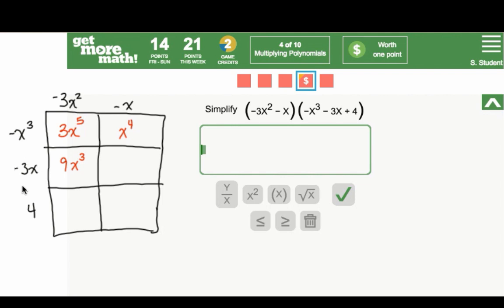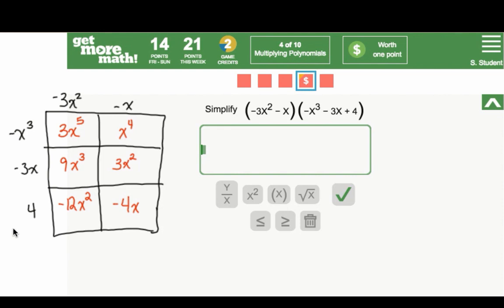Then you're going to do a negative 3x times a negative x. Negative 3 times negative 1 is 3. X times x is x squared. Next, you're going to do 4 times a negative 3x squared. Positive 4 times negative 3 is a negative 12, and then x squared. Then you're going to take a 4 times a negative x and get a negative 4x. So those are all your products.